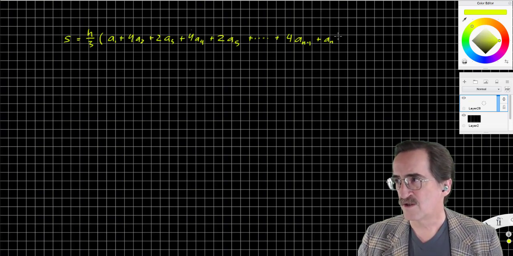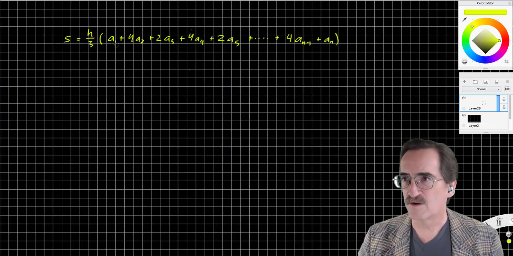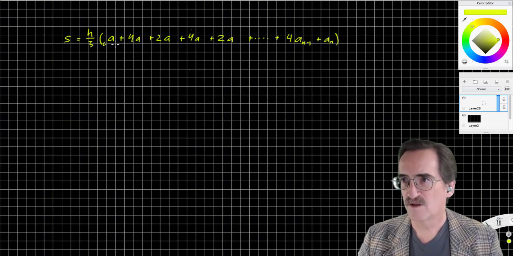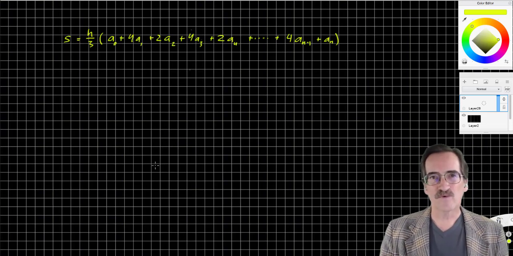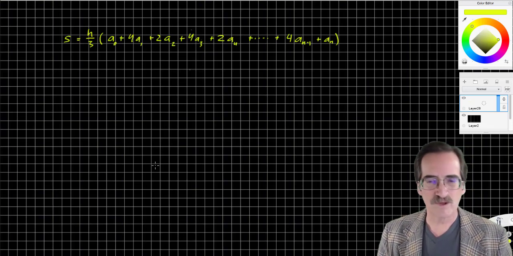And actually, I got the notation, the subscript, a little bit wrong here. It actually starts at a0. The index starts at 0. But the first has no coefficient, and the last has no coefficient. A 0, 1, 2, 3, 4. Okay. All right. There is a formula for the error under Simpson's rule. That is worth knowing, but that's for a later video.